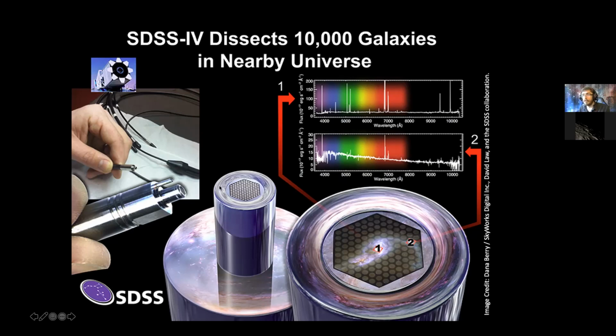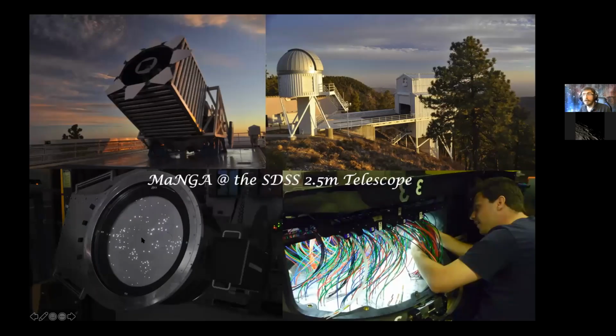So you take these IFU ferrules, these individual optical fibers, and you plug them into plates like this on the Sloan 2.5 meter telescope in New Mexico. So the idea behind these plates, they're pretty big metal plates, they're a meter or so in diameter, and they're drilled with holes at very specific locations of the galaxies that you want to observe. And you take these optical fibers in these bundles and you physically plug them into those holes.